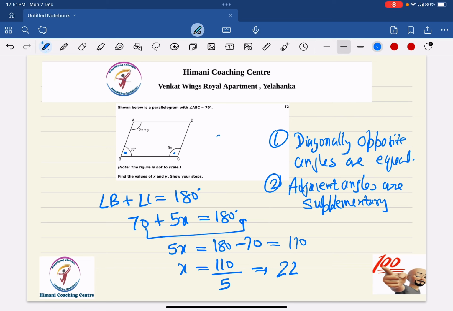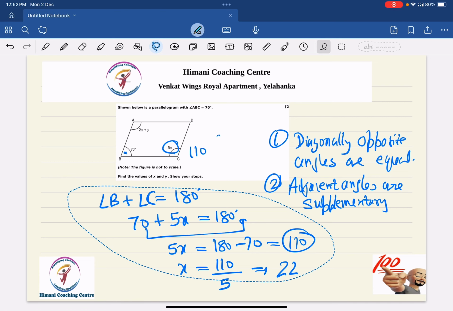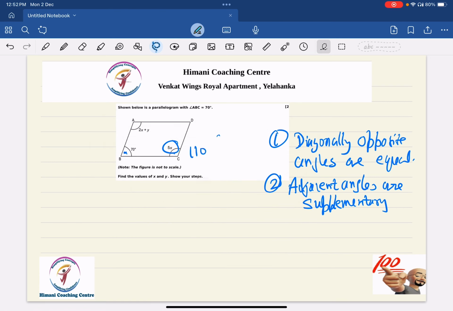So now see, this angle is 110, correct? Because we just found that this angle is 110. Now angle C and angle A would be equal. So let us do that. We know x is 22. We will use that. So we can say that 2x plus y equals 5x, and x is 22.